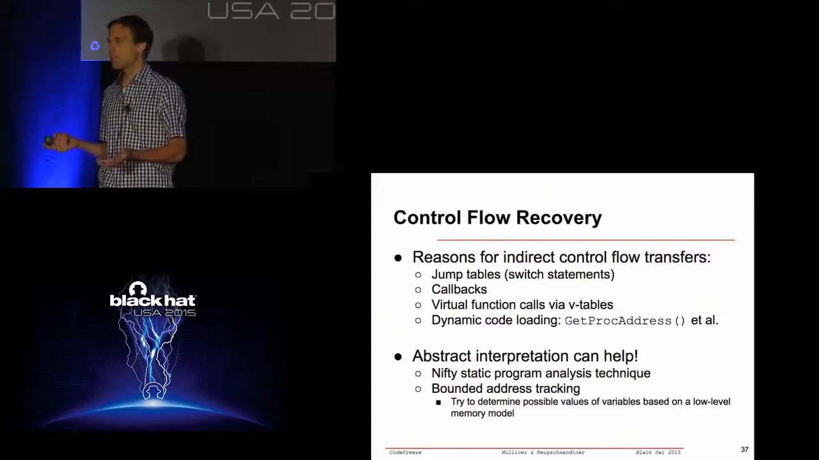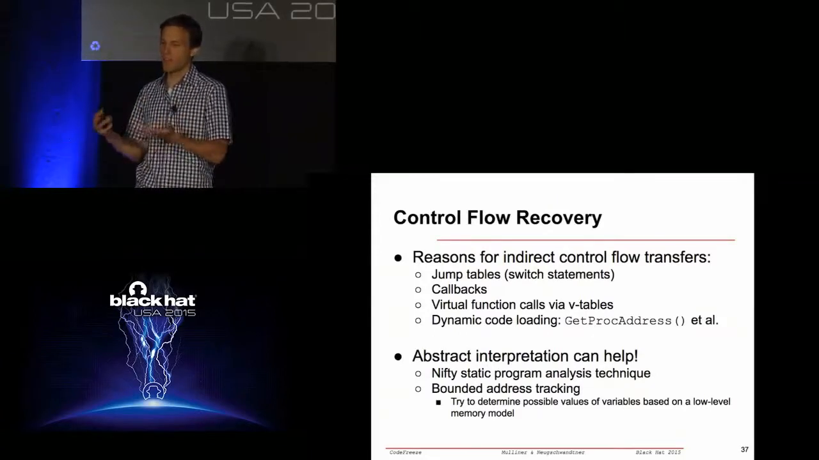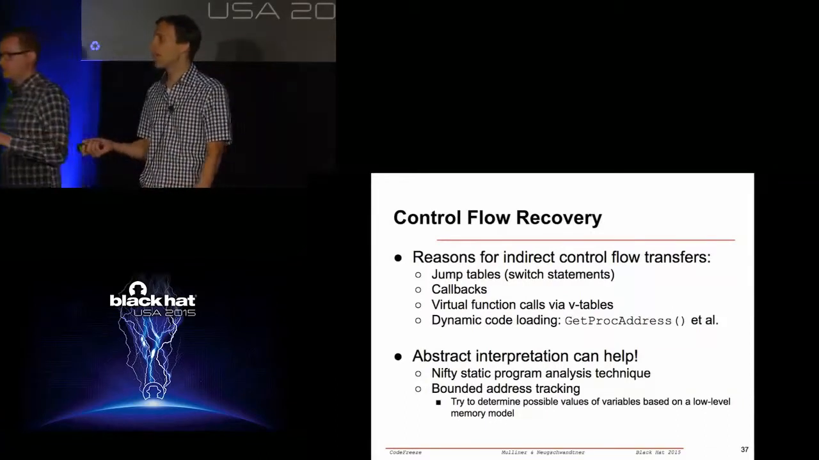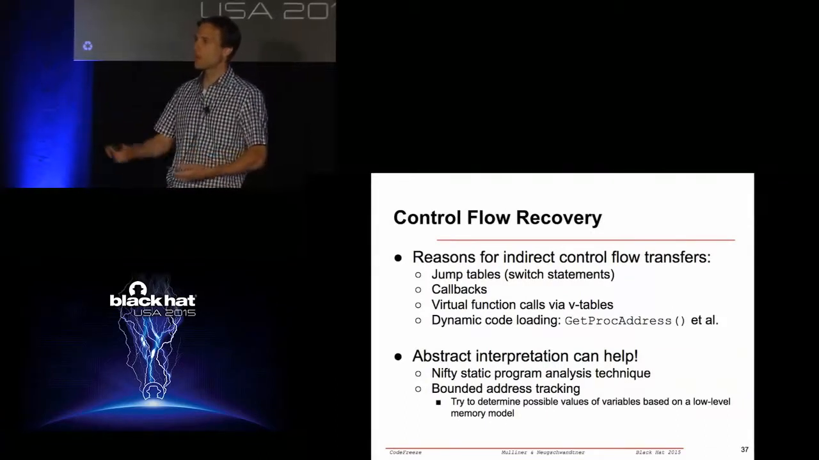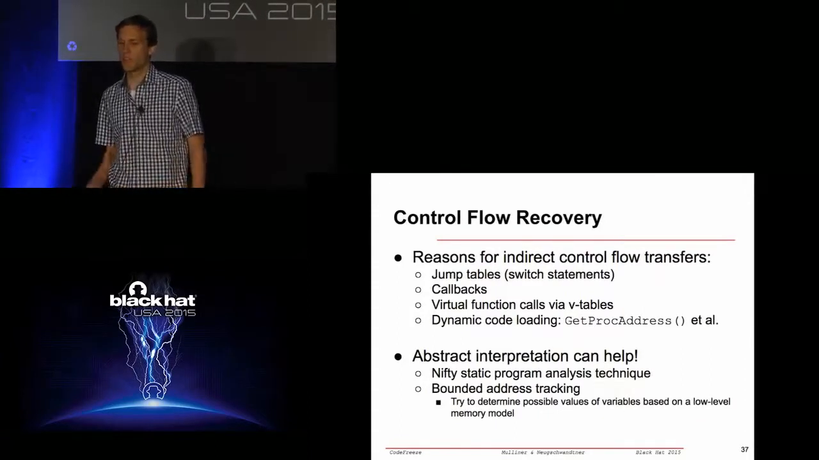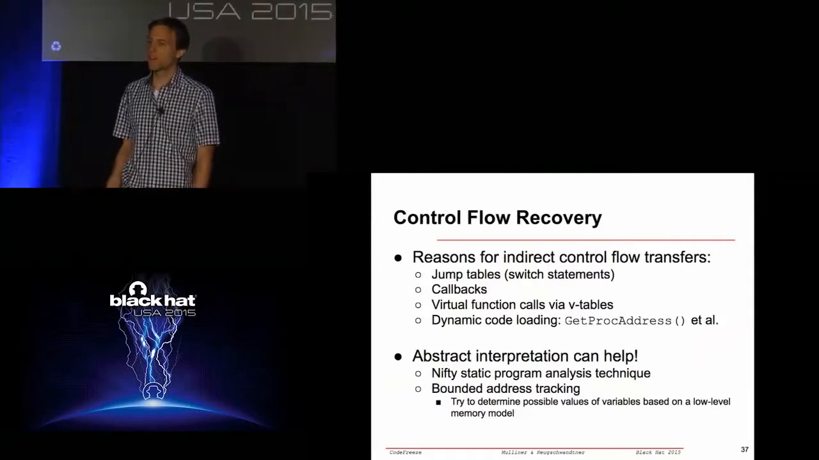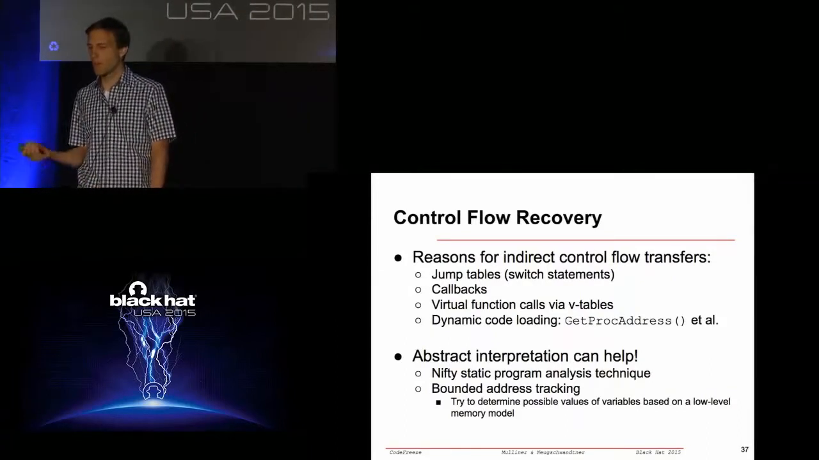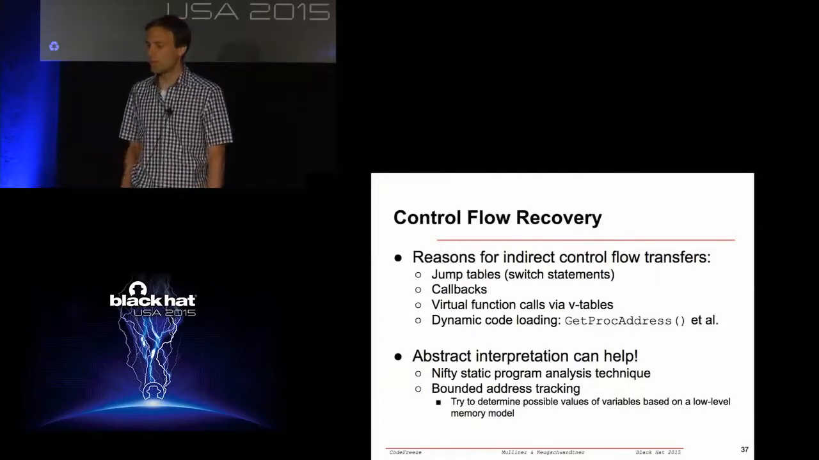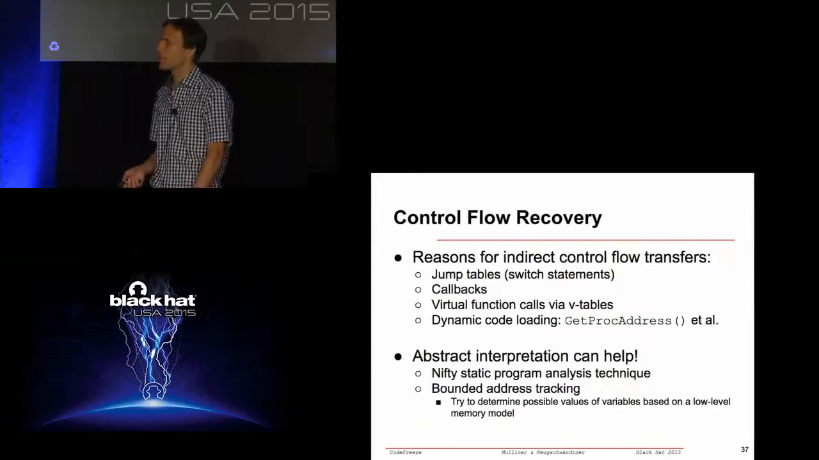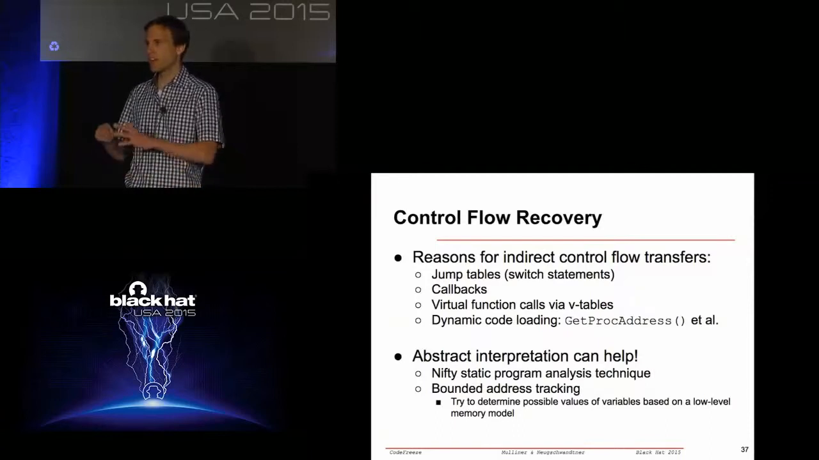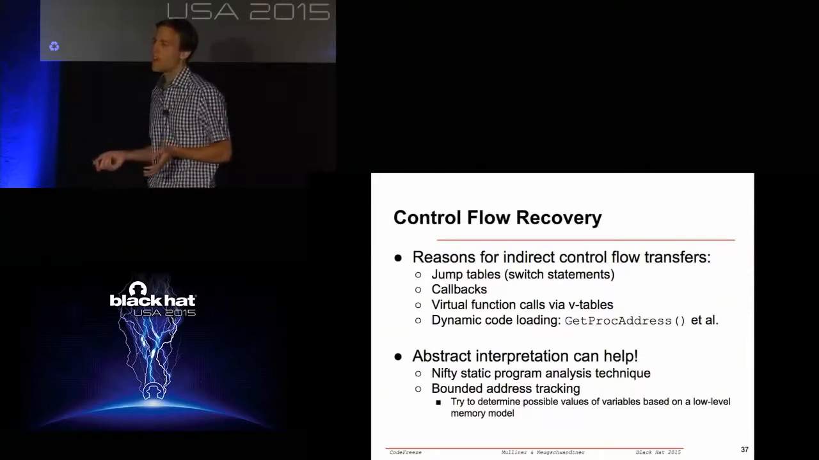One thing are jump tables, generated when you have switch statements, where you have tables in memory with all the addresses. Then there are callbacks. Say you register a callback with the DLL, then you have a function pointer that's going to be used and is only determinable at runtime. Another thing are virtual function calls, if they're implemented via vtables for object-oriented C++ code. And then, of course, dynamic code loading, where you use functionality like GetProcAddress to resolve the function address at runtime. However, for the internal cases, abstract interpretation can help.